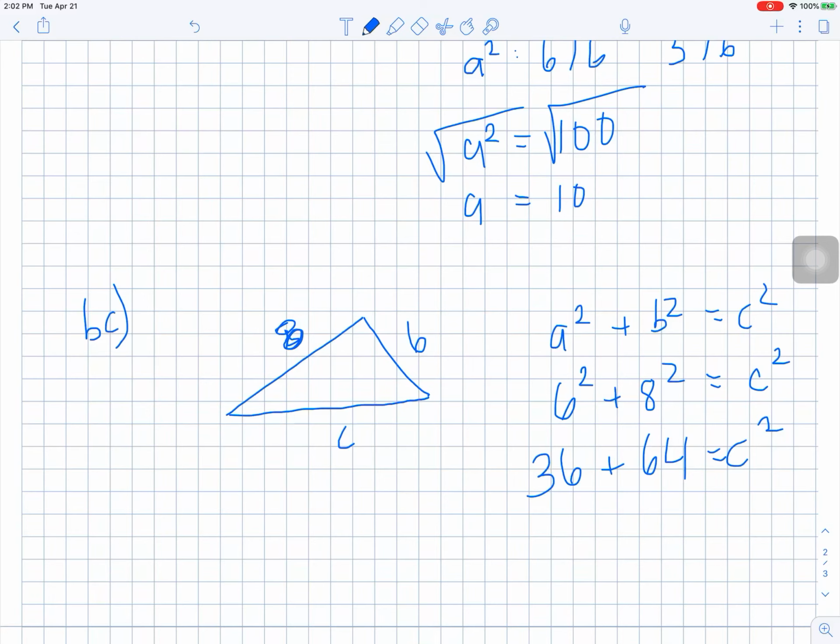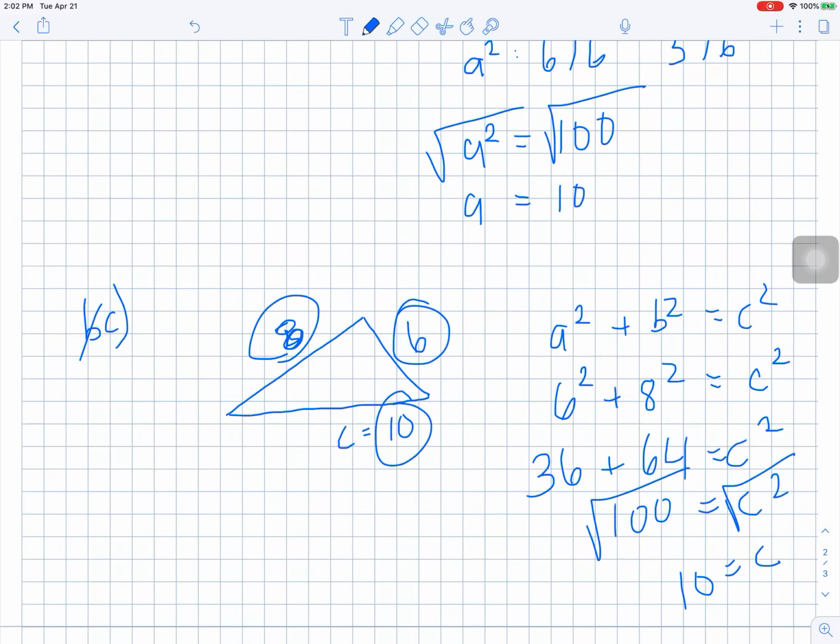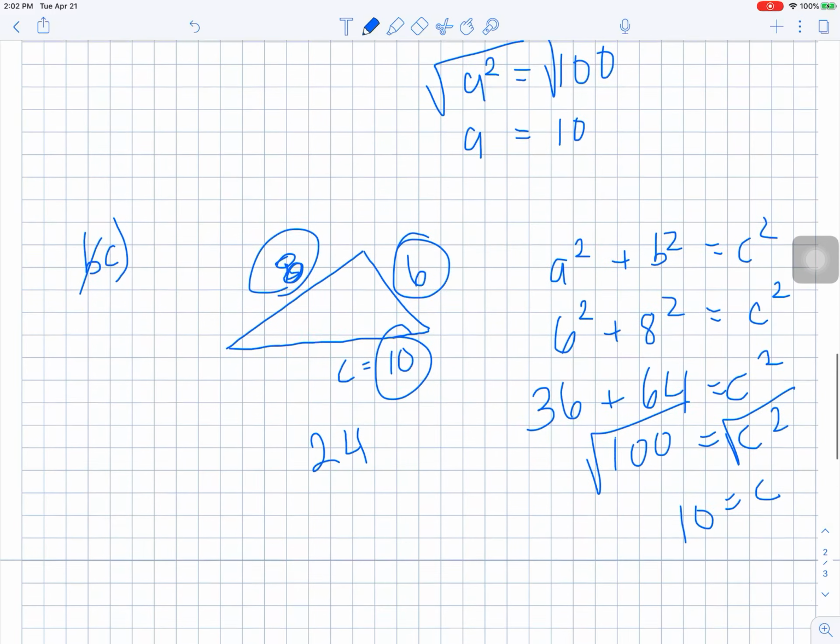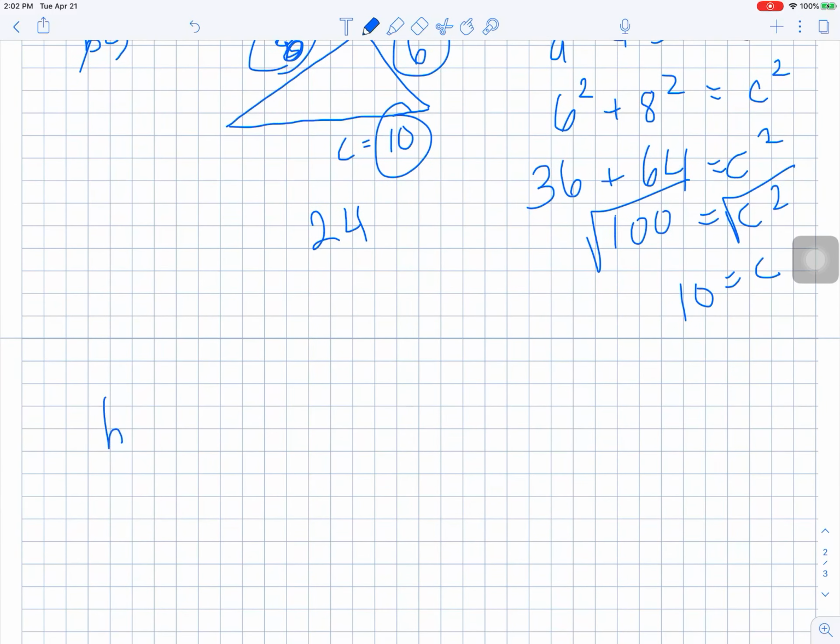Oh, I'm doing C. This is the numbers for C. So we get 100 equals C squared. All right, so we know that this side equals 10 because we have to do a square root on both of these, so 10 equals C. So the question for C actually asks what's the perimeter. So now that we have this figured out, 8 plus 6 plus 10 is 24.